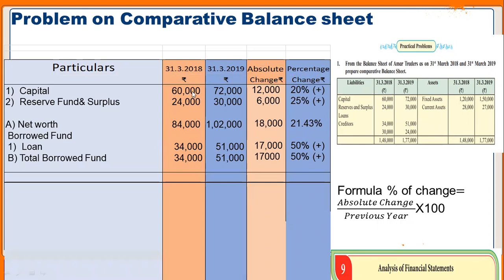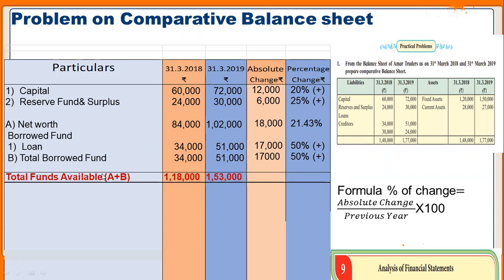12,000 upon 60,000 into 100, that is 20%. 6,000 upon 24,000 into 100, that is 25% increase. 18,000 upon 84,000 into 100, that is 21.43% increase. 17,000 upon 34,000, that is 50% increase.